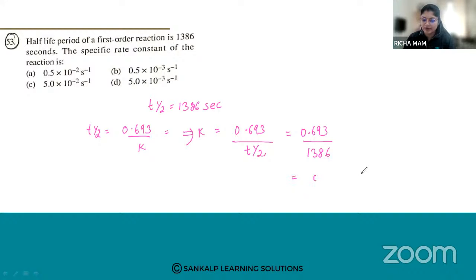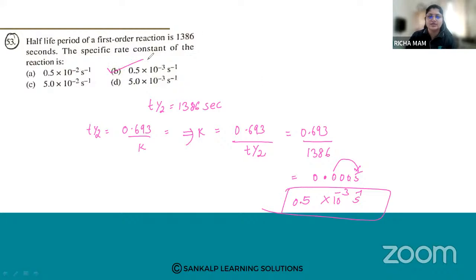So it is 0.0005. Means if you shift this decimal to the right by 3 places, it will be 0.5 into 10 raised to minus 3, so 1 to the third position. So 0.5 into 10 raised to minus 3 per second. So it is option number B.